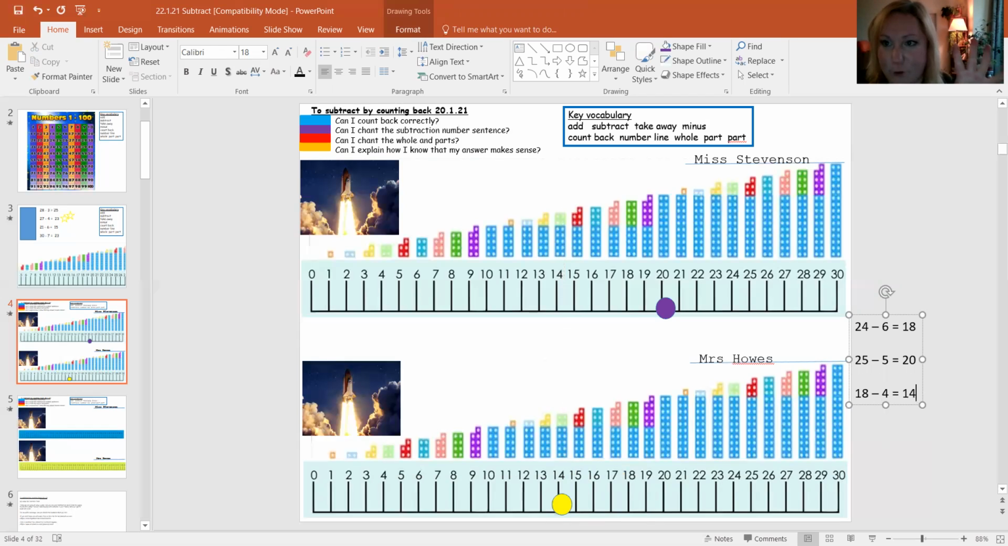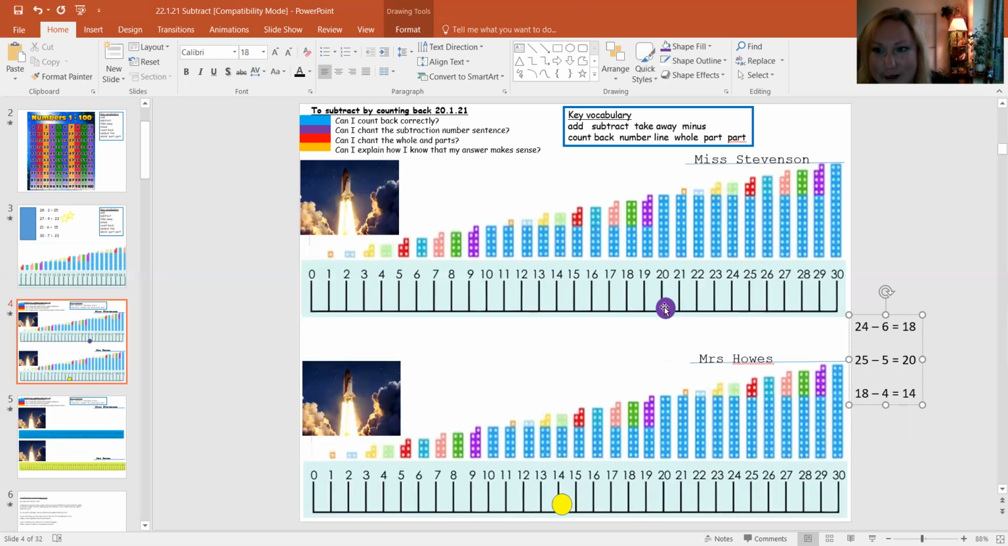18, 4, 14. Oh, I know that makes sense. I can do my orange challenge because I know that 4 doubled is 8. So 14 add 4 equals 18. 18 take away 4 is 14. Good job if you followed all that. This is how you play.